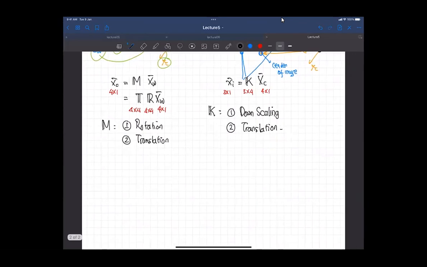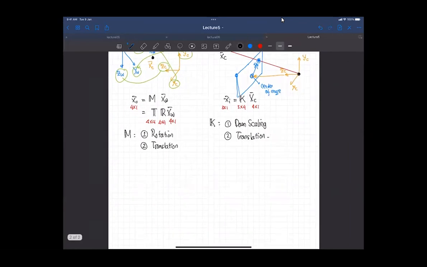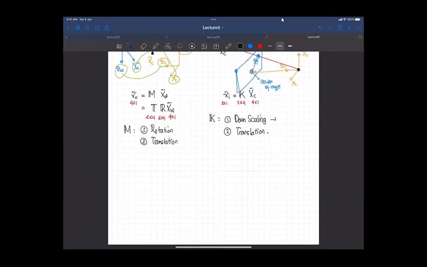So there are two different transformations for K. One is to downscale and then translation. If you downscale, what would be the matrix for downscaling? If you have to create a matrix, say a 3 by 3 matrix, how can I write this downscaling? Anyone? What is the matrix for downscaling? Diagonal matrix. Yes, diagonal matrix.